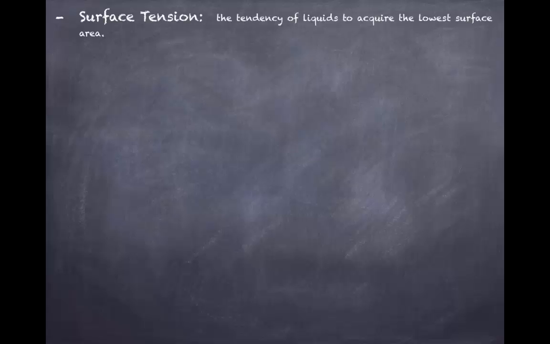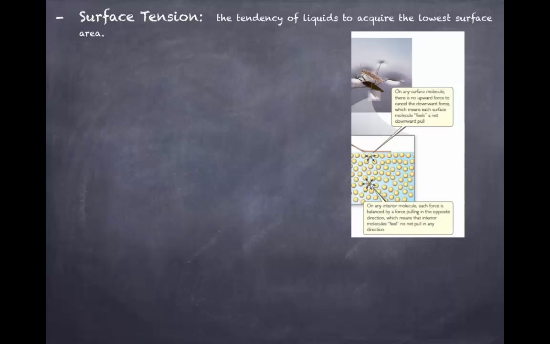The second characteristic that we're going to look at is surface tension. Now, surface tension, you've heard that term, but to better understand it, you need an official definition. And the official definition is the tendency of liquids to acquire the lowest surface area. So I'm going to explain why they want to acquire the lowest surface area, and then I'm going to show you how you actually experience this every single day.